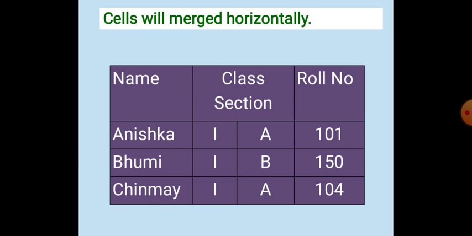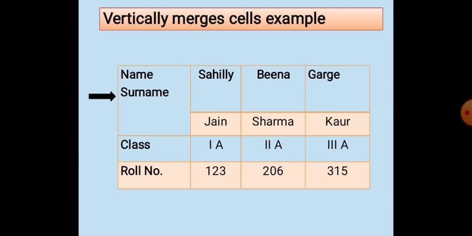We can also merge the cells vertically. In this example, see, in the first column there are 3 cells, name and surname cells we have merged, but if you see the rest of the 3 columns there are 4 cells. बाकी सब में 4 cells हैं, लेकिन first column में 3 cells हैं, because we have merged 2 cells vertically. So, this way we can combine 2 or more cells, children.